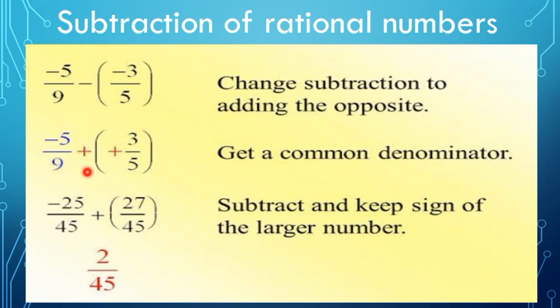Minus 5 by 9 plus 3 by 5. Now, the LCM of 9 and 5 is 45. So, 9 5s are 45 and 5 5s are 25. So, minus 25 by 45 plus 5 9s are 45 and 9 3s are 27. So, minus 25 by 45 plus 27 by 45. Simply add these numerators. You get 2 by 45.